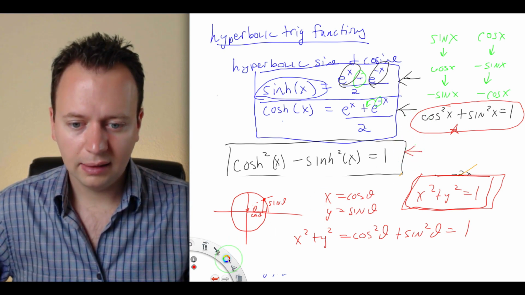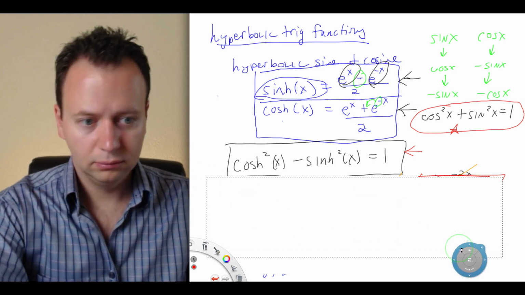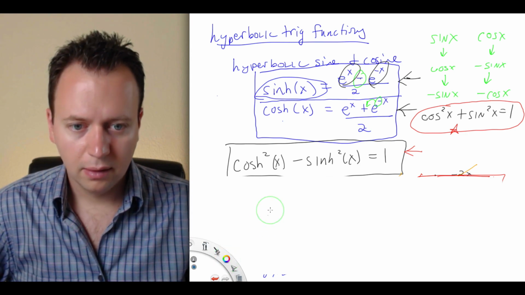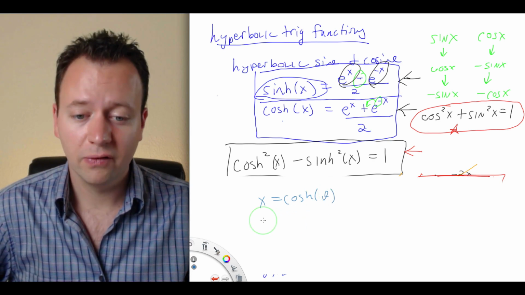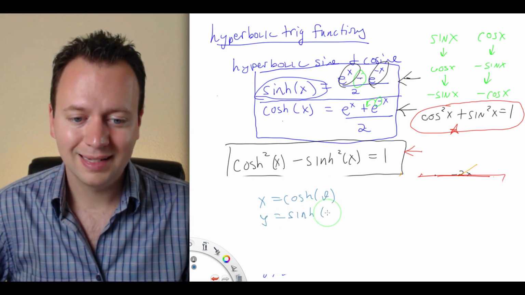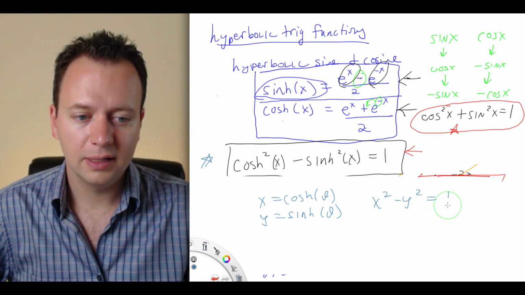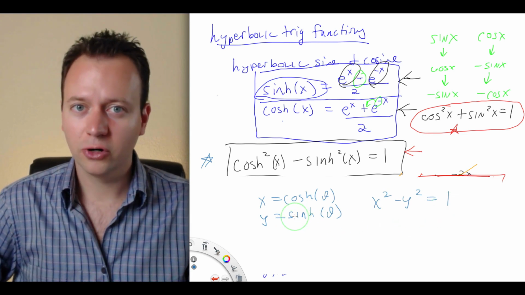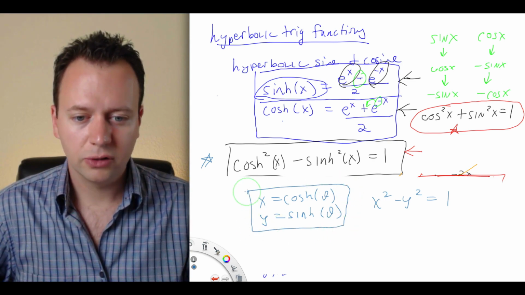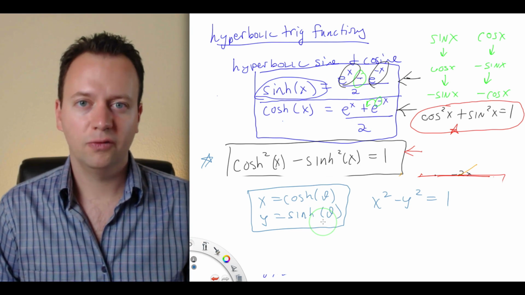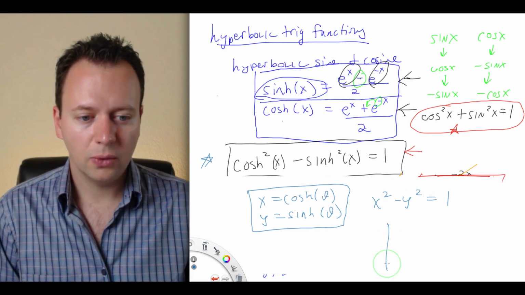So instead, let's say that we have x is equal to cosh of theta, so hyperbolic cosine of theta, y is equal to hyperbolic sine of theta. And because of this relationship, we know that x squared minus y squared is equal to 1. So this is an example of a parametric curve, and we're going to look at parametric curves in more detail later on, but this is a nice introduction. So basically, theta takes the place of a parameter. So as you vary theta, you get different points. And we recognize this equation as the equation for a hyperbola.